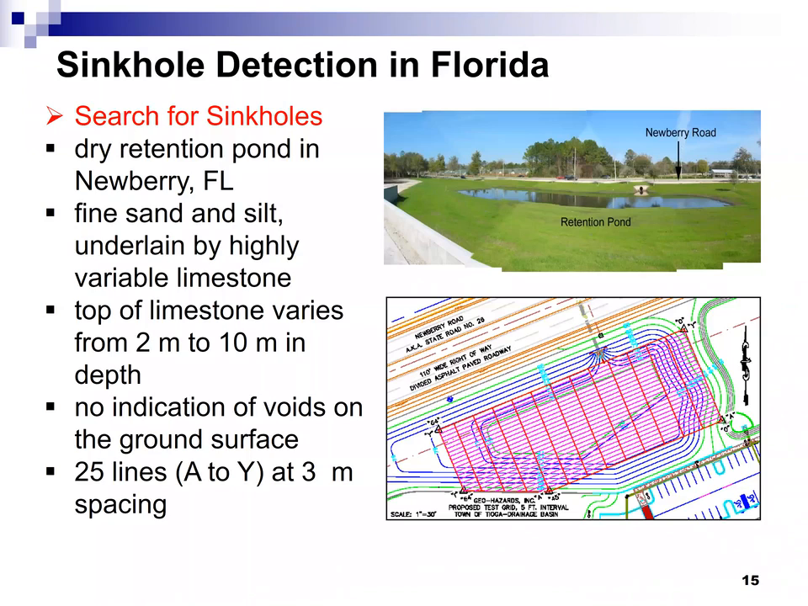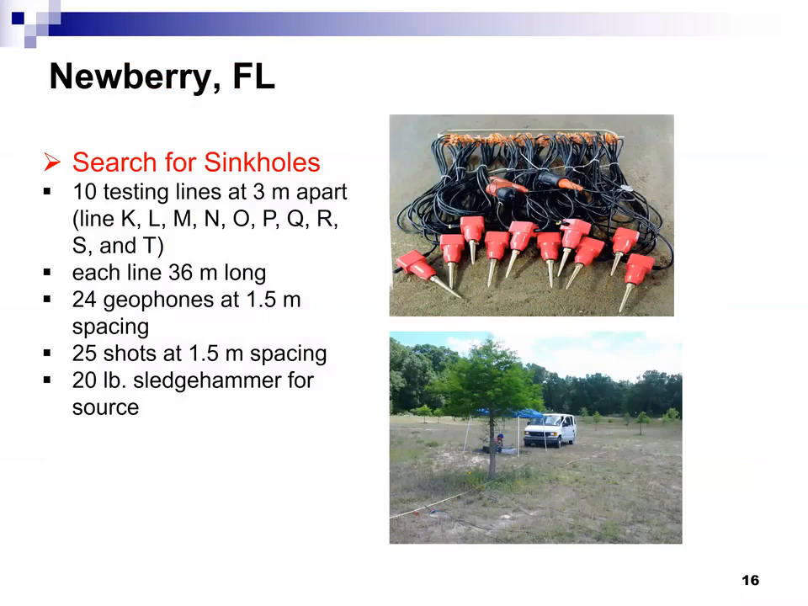And when we did the seismic test at the northern portion of the site, there was no indication of a void. So this is a blank test. We try to see if we can identify an unknown void. So we don't know the void location, so we have to do multiple lines. We did 10 test lines, along line K to line T, 3 meters apart. So 10 feet apart. We run line by line, 36 meters long for each line.